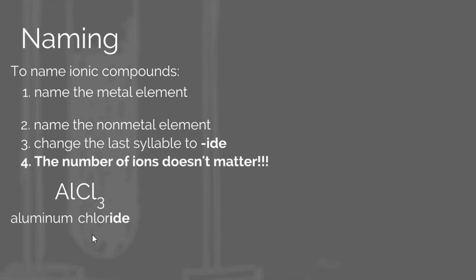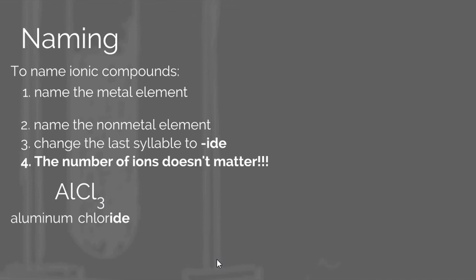And the final step is really more of a reminder. It's not something we have to do, but we just need to remember that the number of ions in this one doesn't matter. This is where it's different from the covalent compounds. Whereas for the covalent compounds, this Cl3, you would say that it was trichloride. But if it's an ionic compound, you don't use that tri. You don't use any of the number prefixes because we always balance out the charges on our ionic compounds.